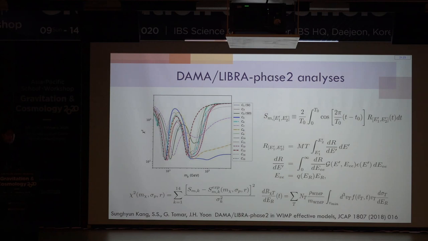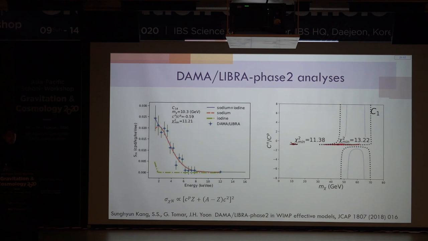Second is fine-tuning. DAMA Libra used the sodium iodine detector, which means two kinds of targets. Of course, there are differences between sodium and iodine. That is, sodium contributes maximum around 2 keV, while instead, the term due to the iodine is steeply increasing. Therefore, for standard SI interactions, C1 and C11, the iodine contribution is naturally enhanced due to the dependence of cross-section on the square of atomic mass number. Therefore, we have to tune the R parameter, which is C_n over C_p, to suppress the iodine.